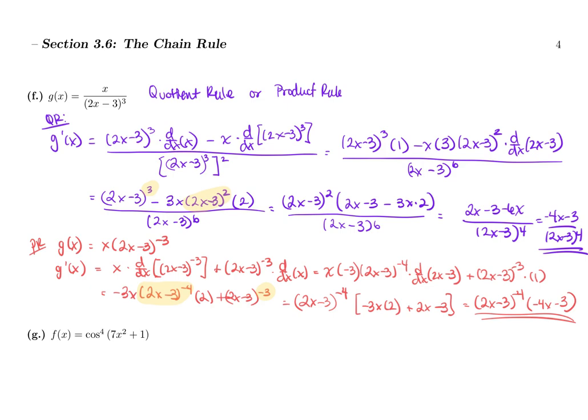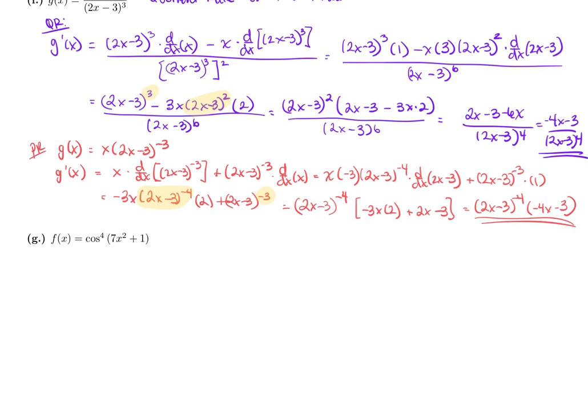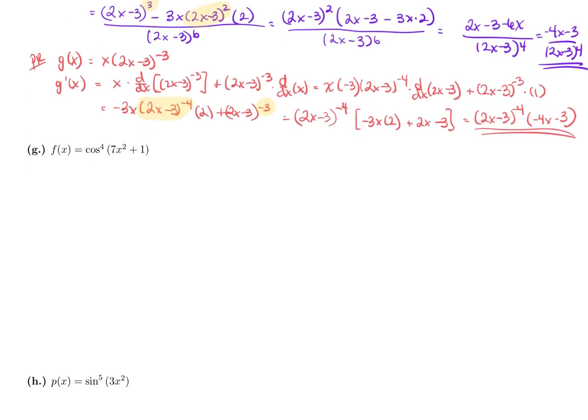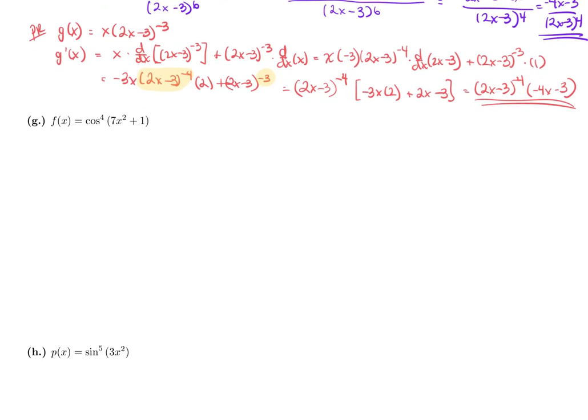For the next problem, we're going to go back to our u substitution and make our lives a little bit easier on this one, because here we have cosine to the 4th of 7x squared plus 1. Since we only have one function of x, we can use our u substitution. So let's let u equal 7x squared plus 1. Then du dx is going to be 14x. That means then that f as a function of u is now cosine to the 4th of u.